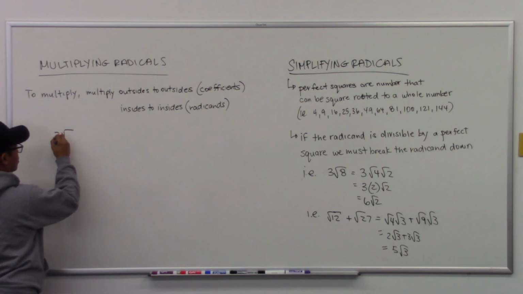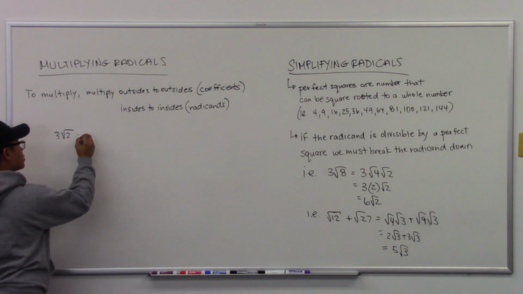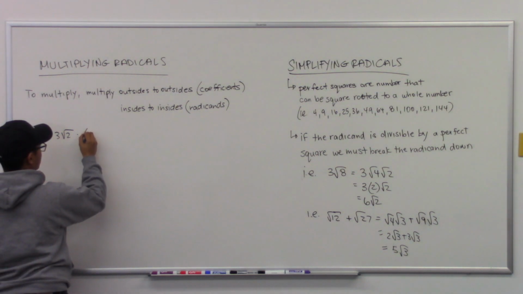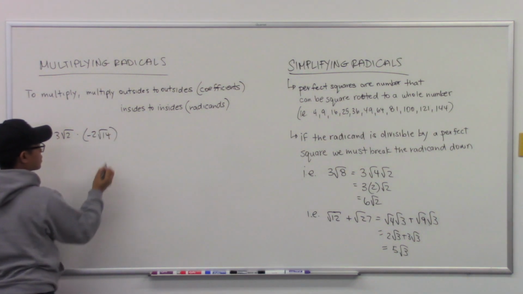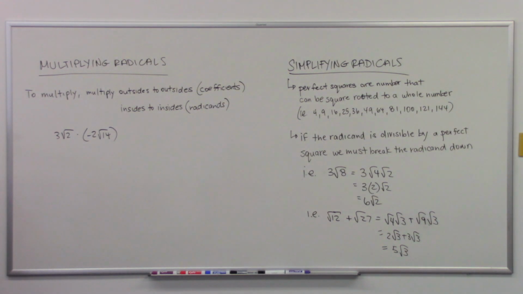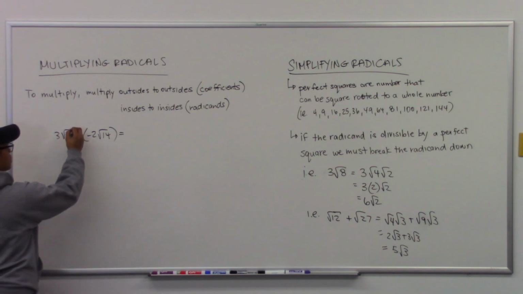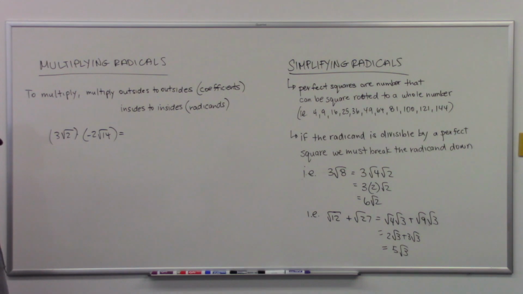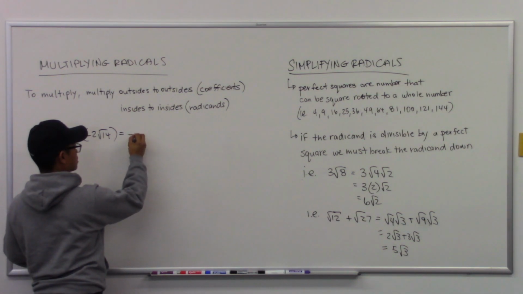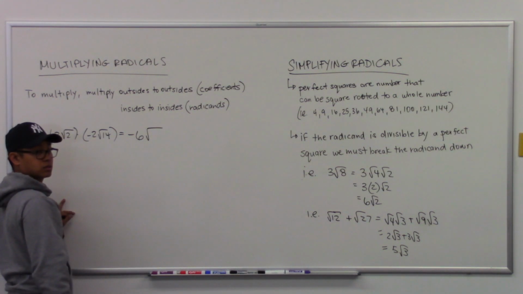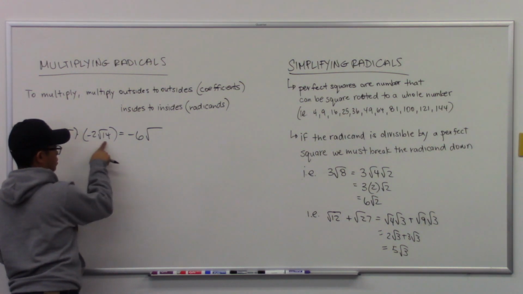So if I give you 3 root 2 times negative 2 root 14, what is your answer if you multiplied these two? Outsides to outsides. Yeah? Good. And then insides to insides. Double that? Yeah.